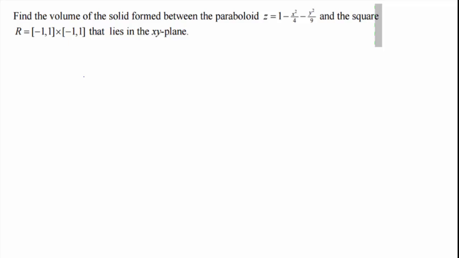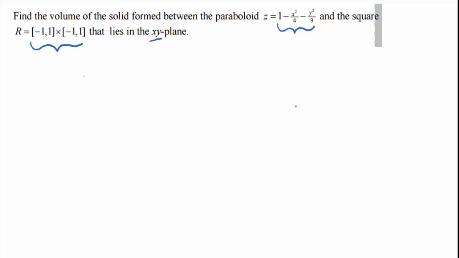Okay, let's find the volume of the solid between the paraboloid given by z equals 1 minus x squared over 4 minus y squared over 9 and this square, that's R, which lies in the xy plane. So just to give you a little more for your tuition dollar, what would that paraboloid look like in space? Do you know how to draw that?